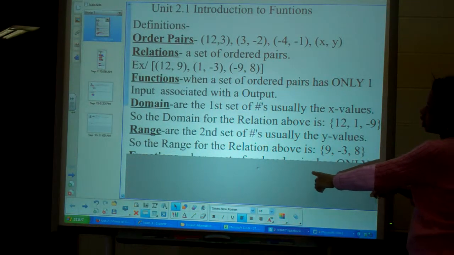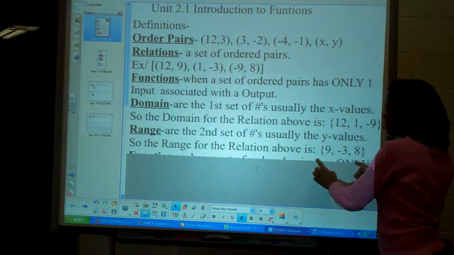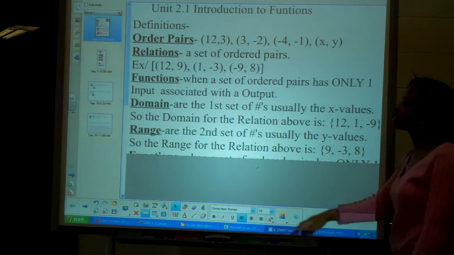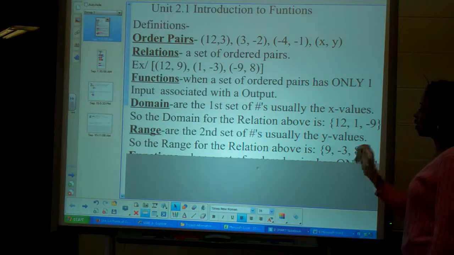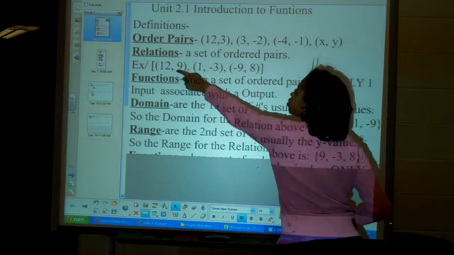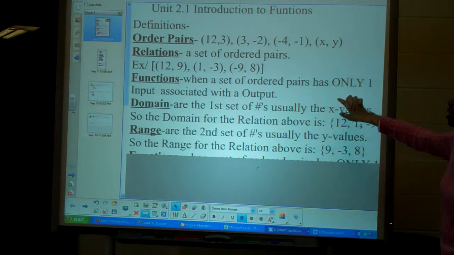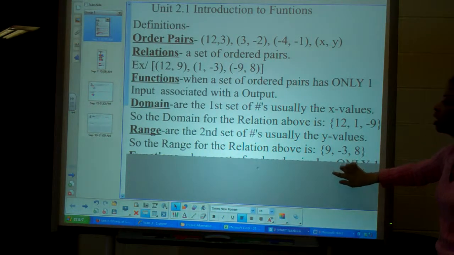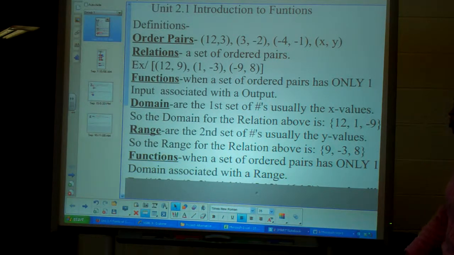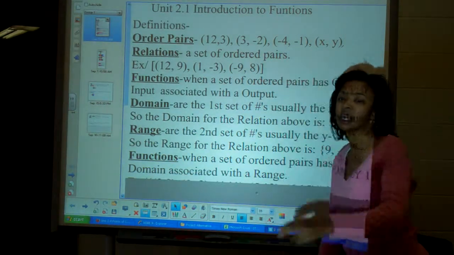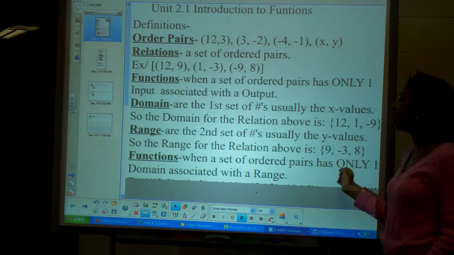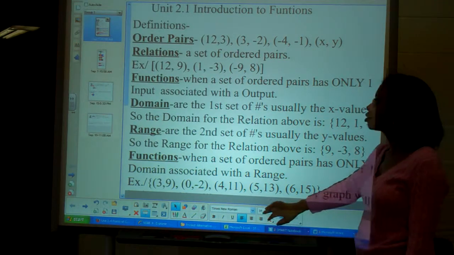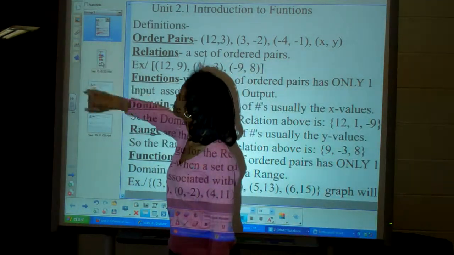And you can use brackets or braces, and those are different. It doesn't matter, it's just a preference of what you prefer. And so your range is usually the second value, or your Y value, again the 9, -3, and 8 from this relation here. Okay? And again, a function is when you have only one input associated with one output. It is also when you have only one domain. So one X can only go to one Y, or one domain to one range. So this will be an example. Actually, I'm going to move further and we'll talk about that part a little later.